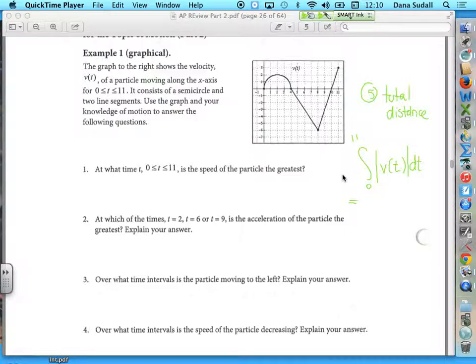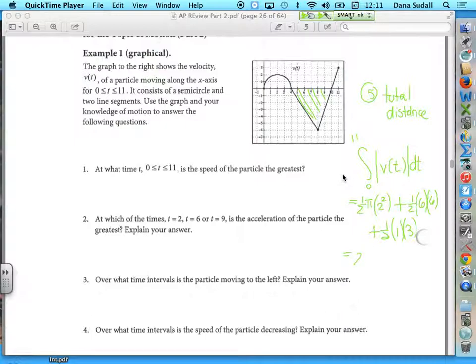So if I integrate my first interval there, looks like that semicircle, so 1/2 pi, my radius is 2 squared. And then the next region there looks like this triangle. But again, we want total distance, so I want to make that positive. So area of a triangle is 1/2. The base looks like it goes from 4 to 10, so that would be a distance of 6. And then the height looks like it goes down to -6. We want it positive. And then the last little triangle there, 1/2, that base is 1, and that height is 3.